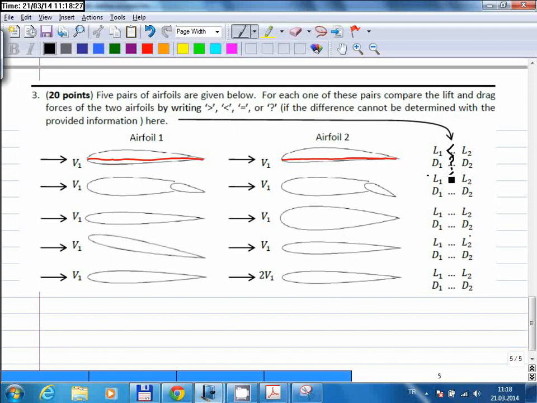Again, this should be less. And similarly, the drag force is smaller for the first one because it's... but again, you can put a question mark here as well.